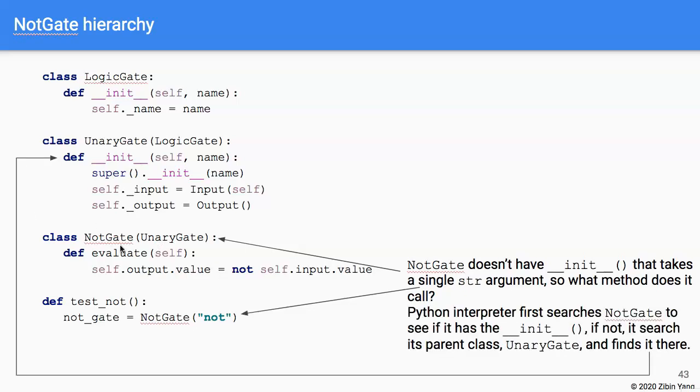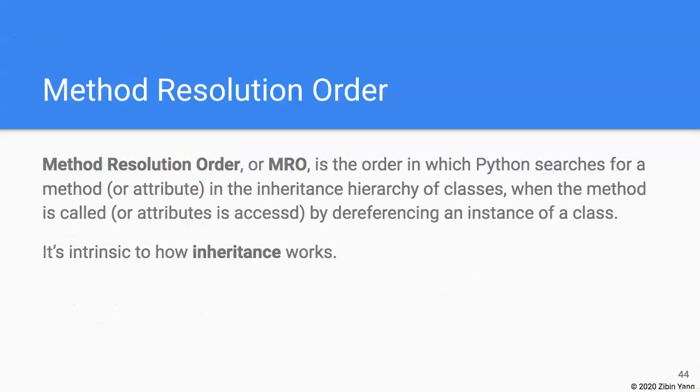Well, we all know the answer, and that is because when the Python interpreter sees this instantiation, it first searches for the dunder init method in the NOT gate first, and it did not find it. Then it goes to its parent, unary gate, and unary gate defines a dunder init method that takes a name parameter. So this is what that instantiation uses. So Python has a deterministic way of finding methods in an inheritance hierarchy. And that basically is what MRO is all about.